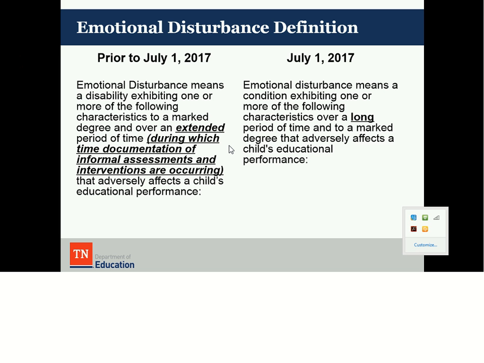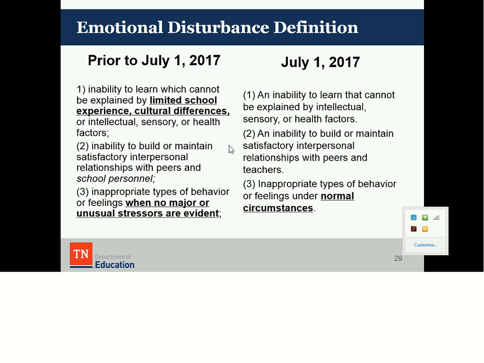A reminder of what emotional disturbance is: it's a condition that exhibits one or more of the following characteristics. So we're talking about an emotional disturbance condition that exhibits different characteristics for a long period of time to a marked degree. And so those conditions are still those 5 factors. The first one has been changed back to IDEA language, so the limited school experience and cultural differences was removed from the statement. So the statement now reads, an inability to learn that cannot be explained by intellectual, sensory, or health factors. So an emotional disturbance condition that is impacting a student's inability to learn, which is not explained by those other factors. So we're thinking about those characteristics that might go along with some mental health challenges or emotional needs that may impact learning. And the guidance document breaks that down a little bit further for you, so I would recommend you go and review that as soon as it's posted.